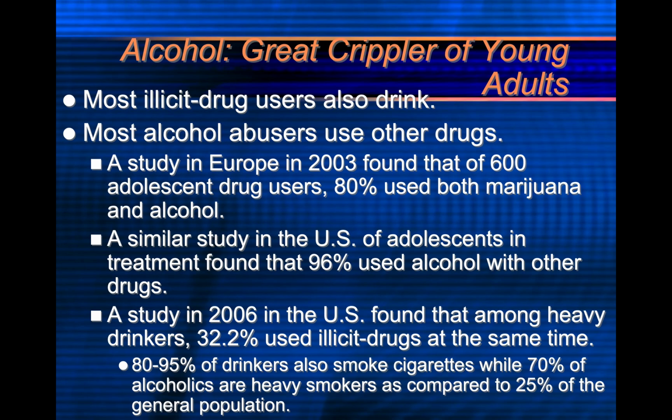Most illicit drug users also drink. Most alcohol abusers use other drugs. A study in Europe in 2003 found that of the 600 adolescent drug users, 80% used both marijuana and alcohol. A similar study in the United States of adolescents in treatment found that 96% used alcohol with other drugs. A study in 2006 in the United States found that among heavy drinkers, 32.2% used illicit drugs at the same time.